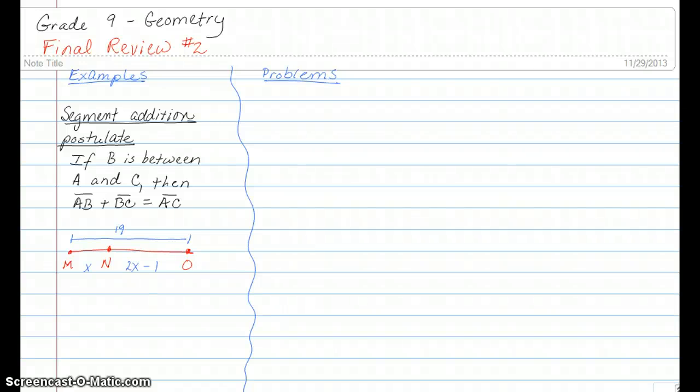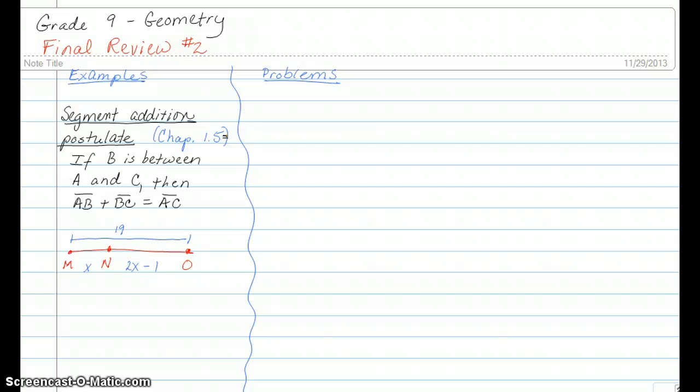Okay, this is your final review, number 2 for grade 9 geometry. We're going to look at the segment addition postulate, which is in chapter 1.5. It says, if B is between A and C, then AB plus BC equals AC. So we're going to use this idea.